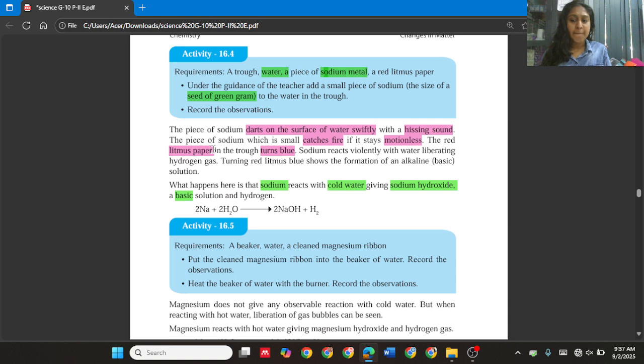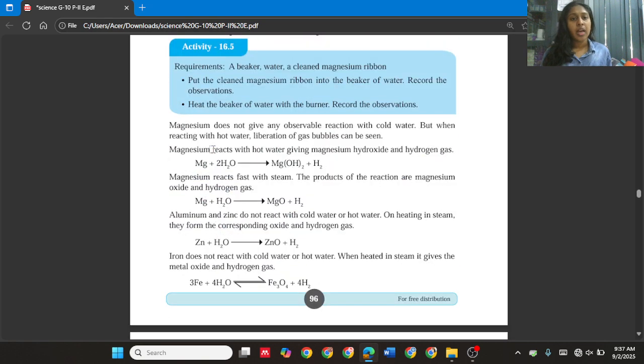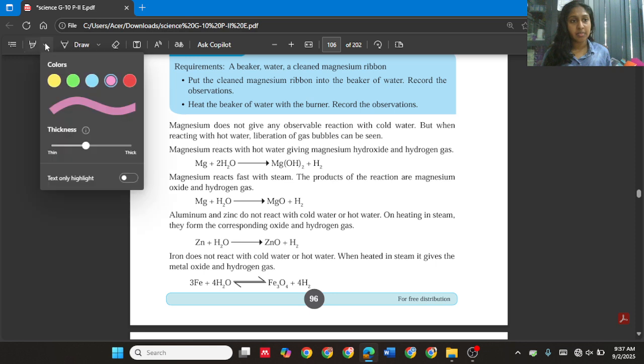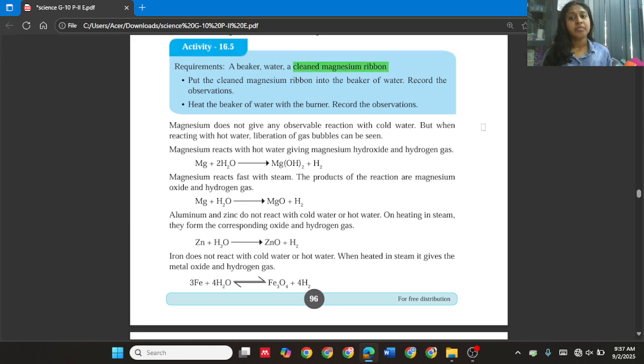I'm going to show you a video later, in the next video. For now, let's go to the next activity. Activity 16.5. The requirement is a beaker, water, and clean magnesium ribbon. You already know about this magnesium, a clean one. Remember, it's a clean magnesium ribbon. Put the clean magnesium ribbon into the beaker of water and record the observation.